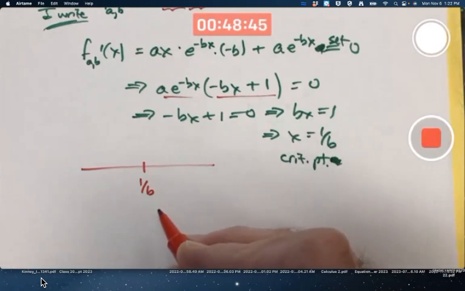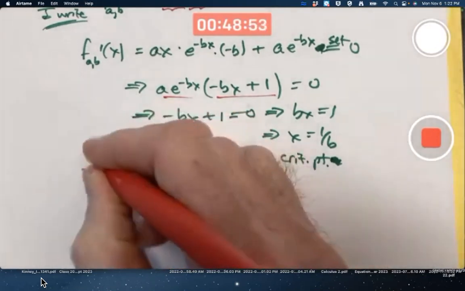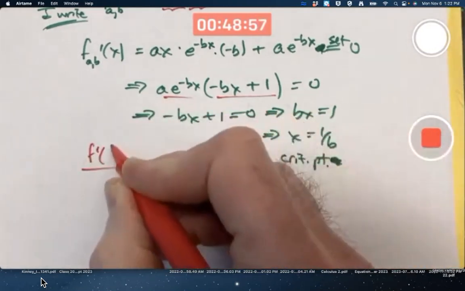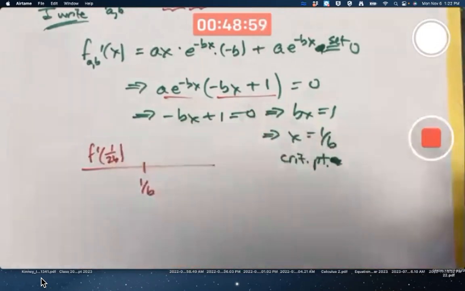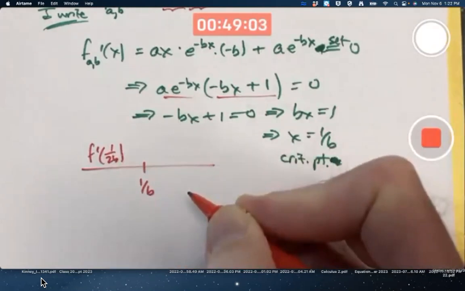That seems a little tricky here because, like, what is b? You don't have to know what b is to test numbers on either side of this. You do know half of this would be on the left side of it. 1 over 2b, for example, would be to the left of 1 over b. Plug that into the derivative.